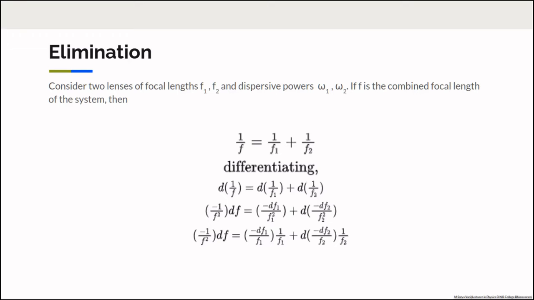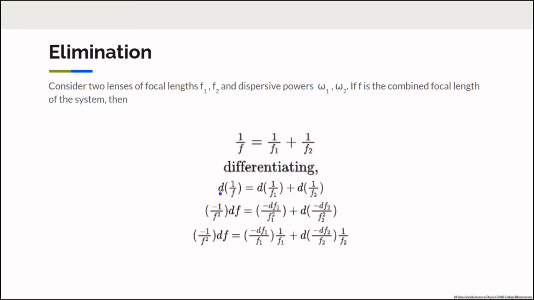For this purpose, consider two lenses of focal lengths f1 and f2 and dispersive powers omega 1 and omega 2. If F is the combined focal length of the doublet, then we know that when the two lenses are in contact, 1 by F is equal to 1 by f1 plus 1 by f2. Differentiating this equation, we get this equation.